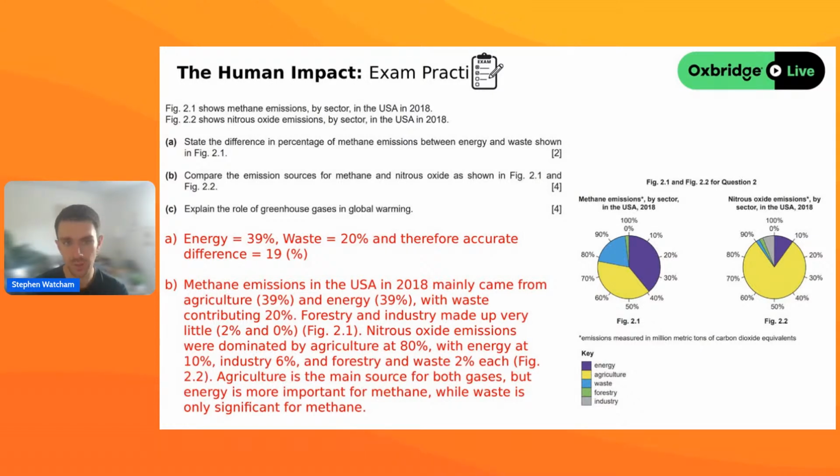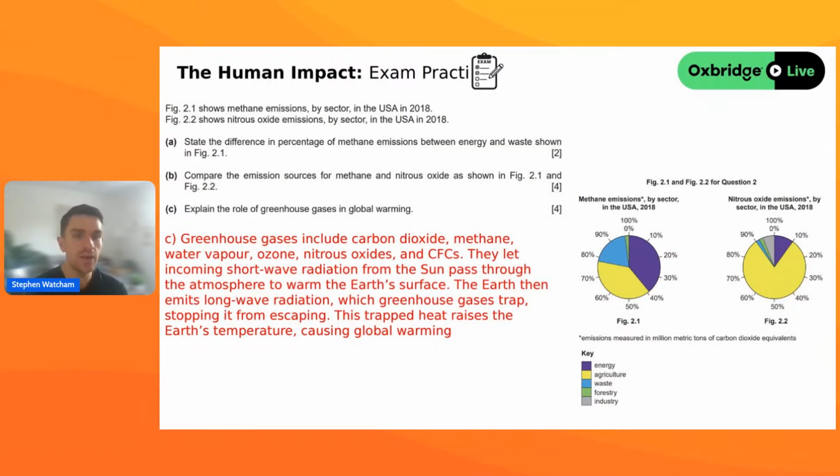With our explain question for C, explain the role of greenhouse gases in global warming, 4-mark question. Here we're wanting to be talking about that enhanced greenhouse effect, the trapping of that long wave emitted radiation and how that then warms the Earth.